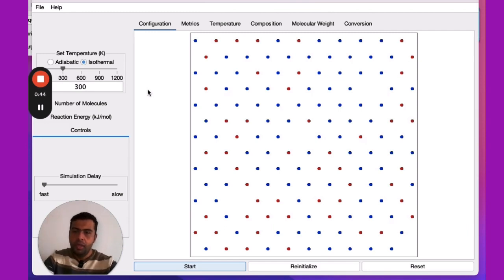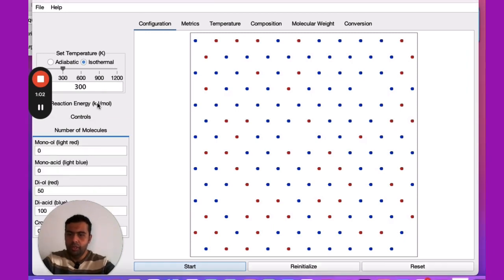As you can see here, we have the first tab, which is the configuration. It's showing the molecules, and you can see that we can set the temperature. So I'll keep it at 300 and I'll keep the system isothermal. And for the number of molecules, we'll go to the next control that we can use.